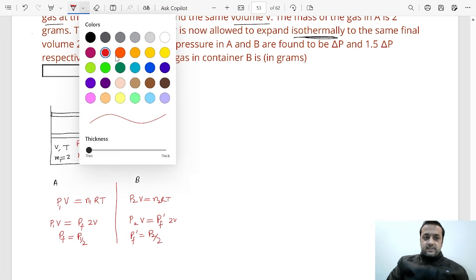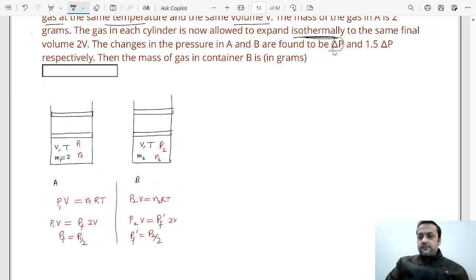Now they have given you one piece of information: the change in the pressure of the first is delta P. So for gas A, the change in pressure, delta P, will be P final minus P1. That means P1 by 2 minus P1, which is minus P1 by 2. This value they are calling delta P. Here the change in the pressure is 1.5 delta P, and that equals the final pressure minus the initial pressure, that is Pf dash minus P2.